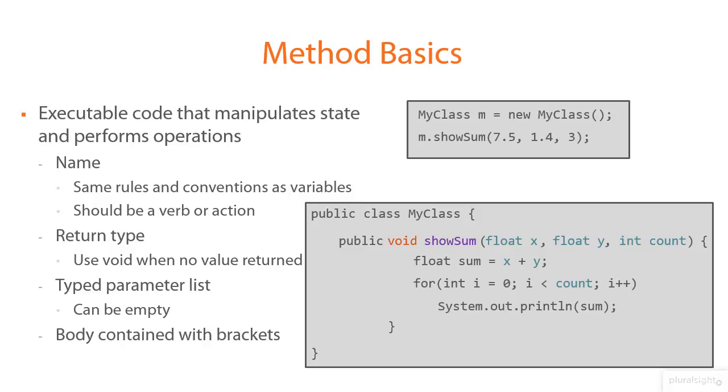Right? So the 7.5 will go into x, the 1.4 goes into y, and the 3 goes into count. Right? So what would happen then is that sum will become 7.5 plus 1.4, 8.9. And then we're going to go inside of our loop and print that out 3 times. So we would see 8.9 printed out 3 times.